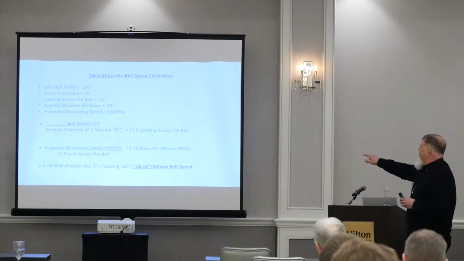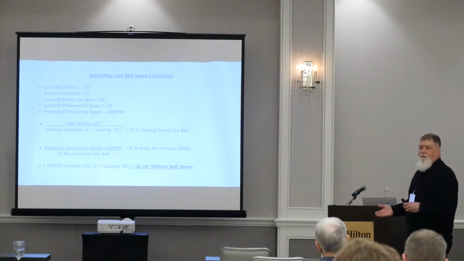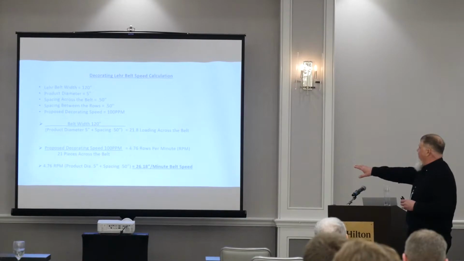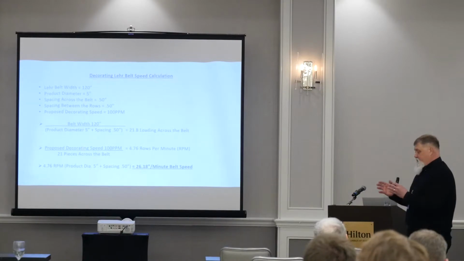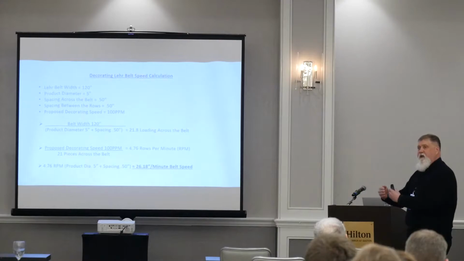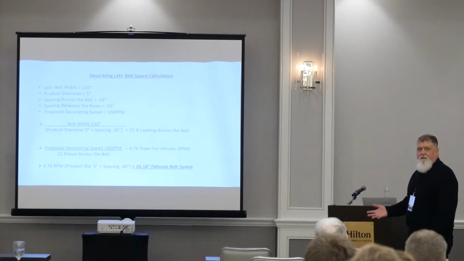Then all you're going to do is take the proposed speed that you want to decorate at, 100 pieces per minute, divided by 21 pieces across the belt. Now you know roughly how many rows per minute you're going to have: 4.76 rows per minute. Once again, you multiply that by the product diameter, and now you know what kind of spacing you're going to end up with between the rows on your belt. And then you multiply those two numbers, and that gives you a belt speed of 26.2 inches per minute.